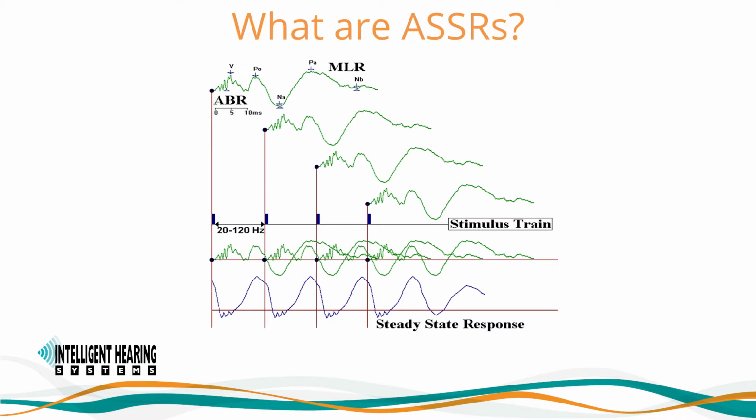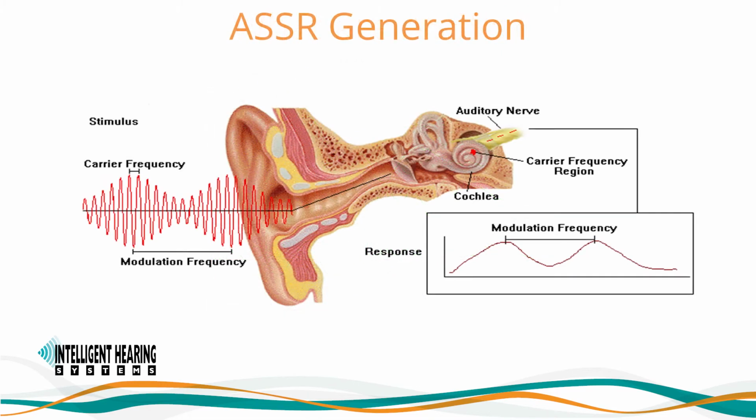Using faster rates causes the auditory evoked response to one stimulus to overlap with the response of the following stimulus, as shown here. As we can see, ASSRs are composed by the repetition of early and middle latency auditory evoked potentials elicited by a quick and repetitive stimulus train. As depicted here, the stimulus is delivered to the ear at a certain modulation frequency or rate of stimulation.